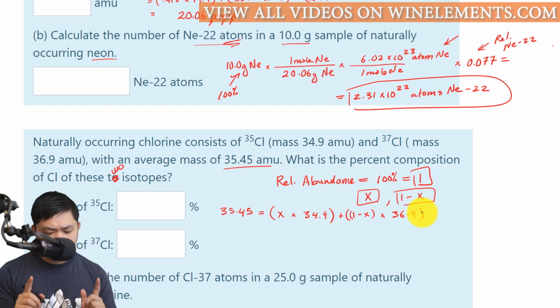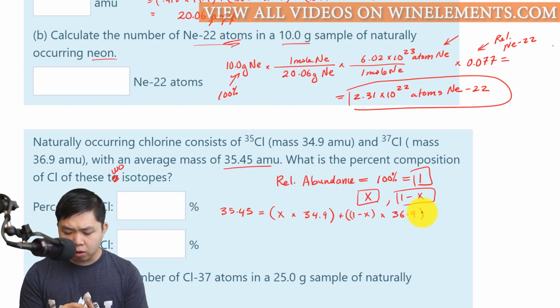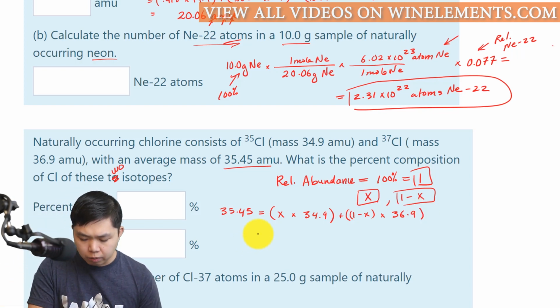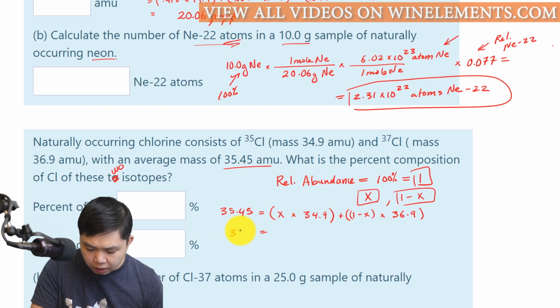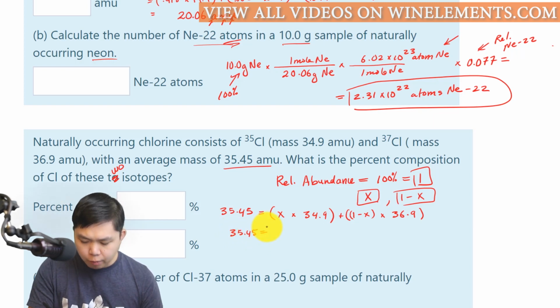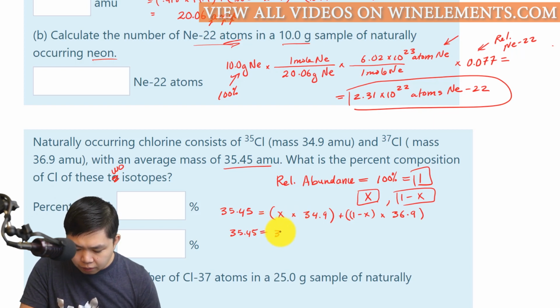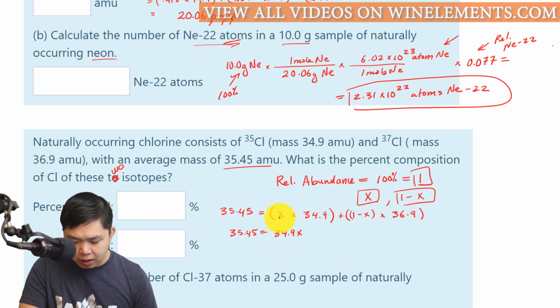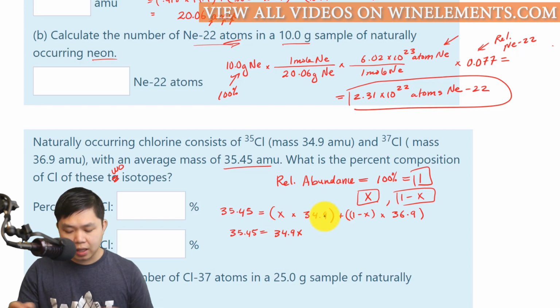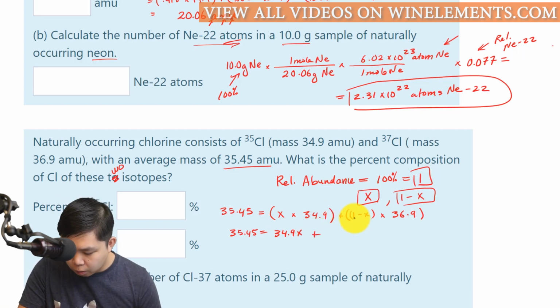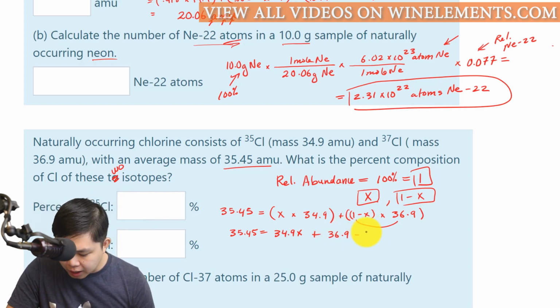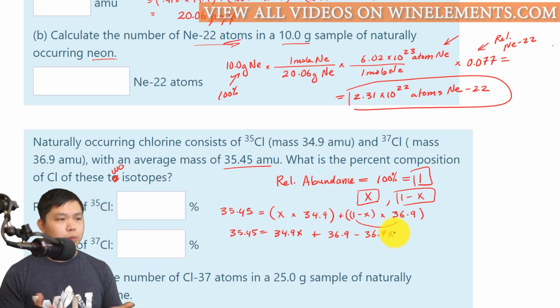So now let's plug in our math, and we are going to simplify this, okay? So again, we have 35.45, and we can simplify this to be what? We have 34.9x over there because this just multiplied directly. And then we add 1 times 36.9, okay? And here we have minus 36.9x. There you go. Basic algebra, isn't it?